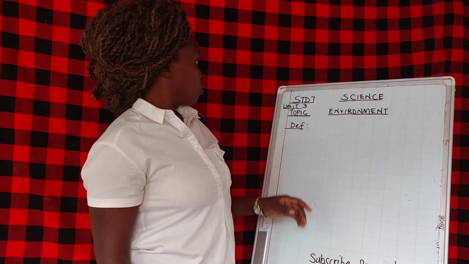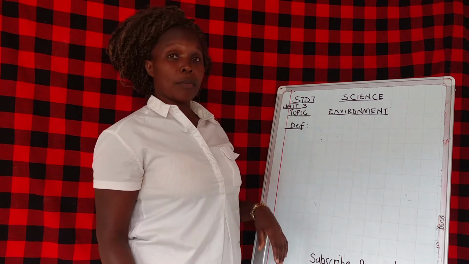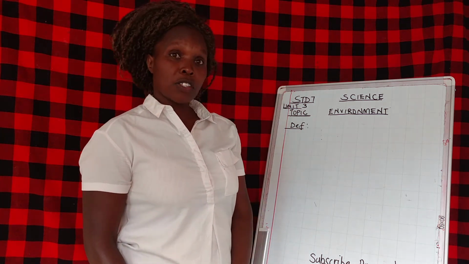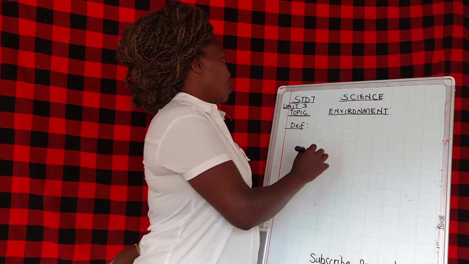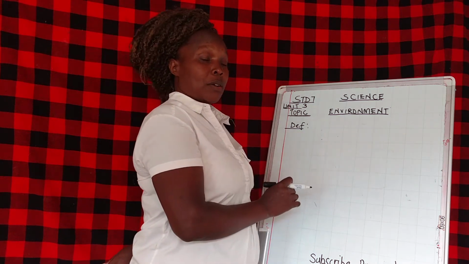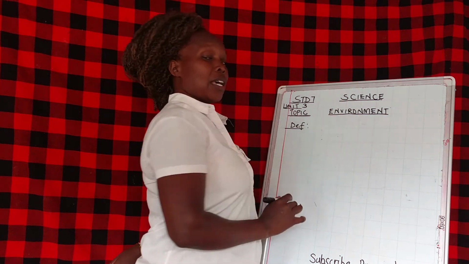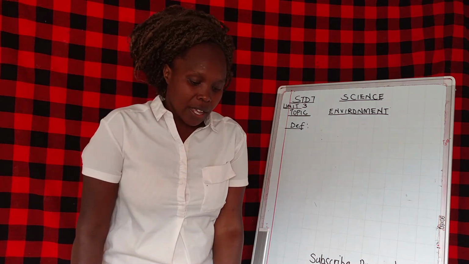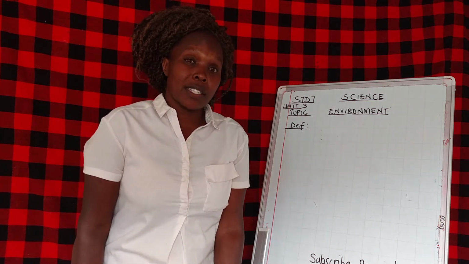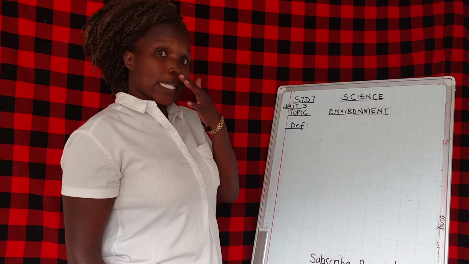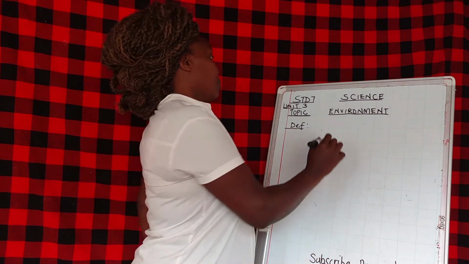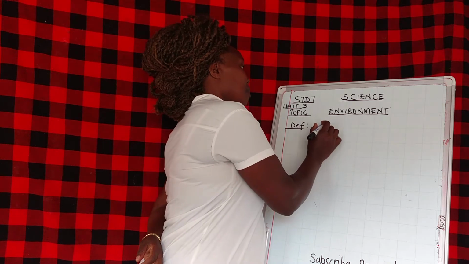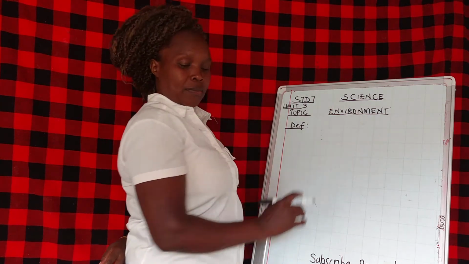We're going to look at Unit 3, that's talking about the environment. First of all, we are going to define the term environment. What is the meaning of the word environment? Environment refers to all things that surround a living organism. That is the meaning of the word environment.